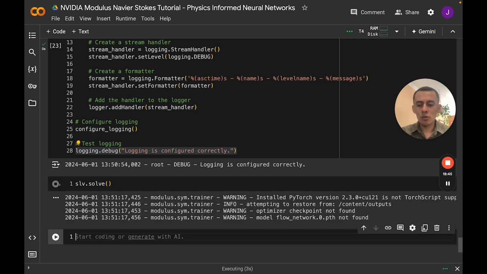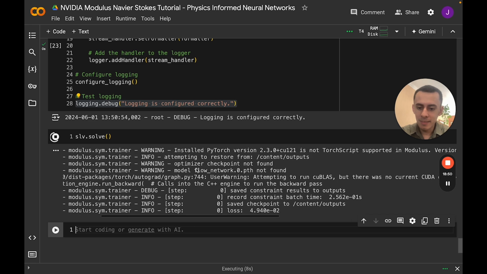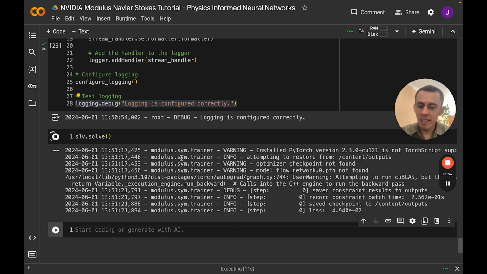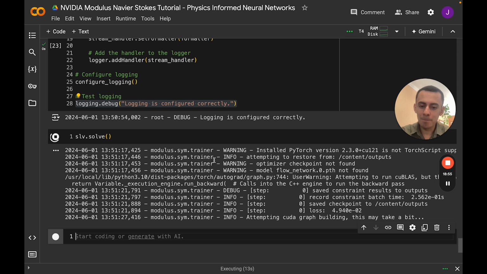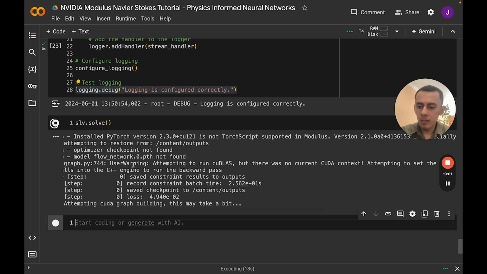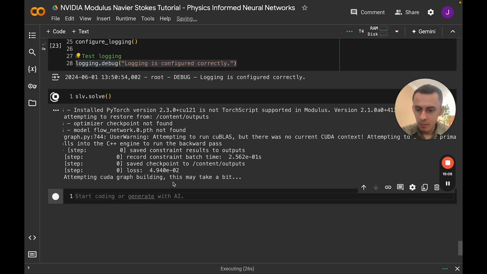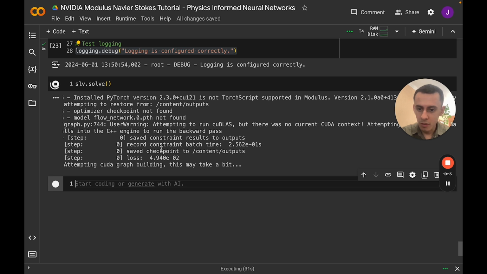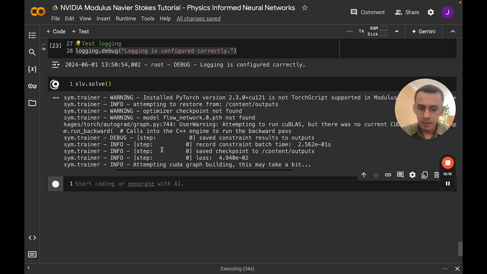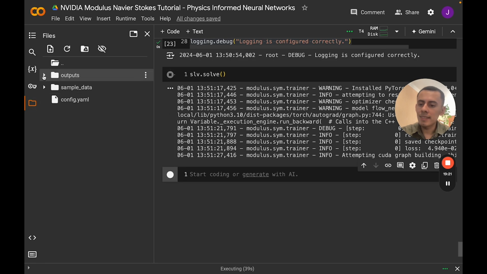So there you go. So the logs really start here. This stuff, I added myself. But the logs start here. Installed PyTorch, whatever. Step 0, save constraints, results to outputs. Record constraint batch time. Save checkpoints to content outputs. Loss. Attempting CUDA graph building, whatever. So it's going to keep going there, and you can see here the outputs.